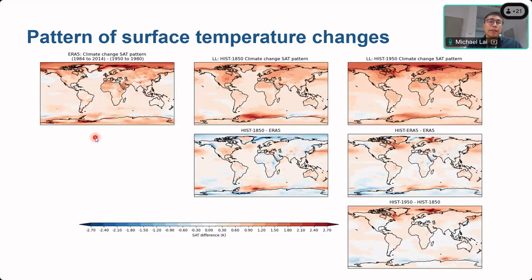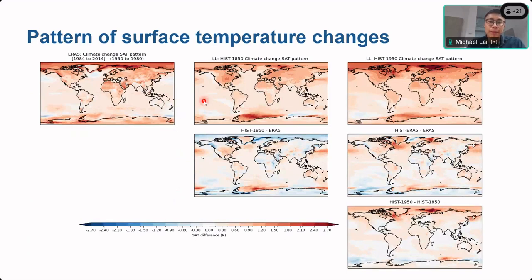So on the top left is the ERA5, the observed pattern. In the top middle is the 1850, the change in the surface air temperature based on the 1850 run, and on the right is based on the 1950 control.